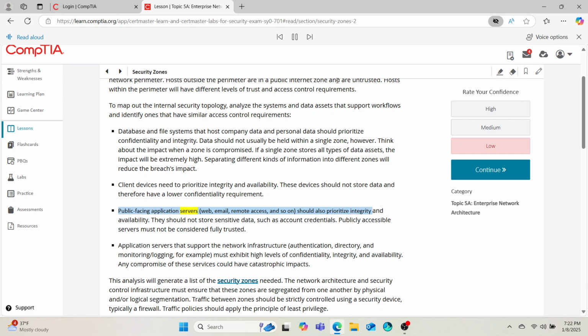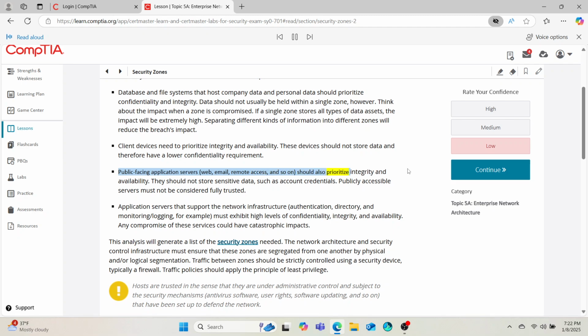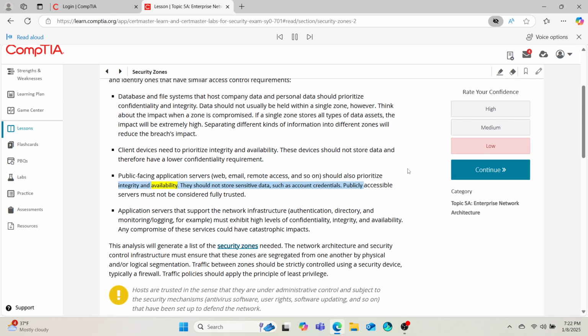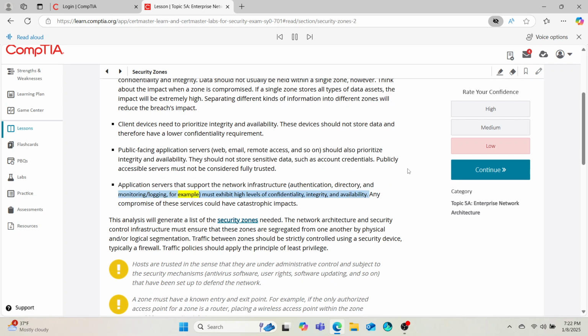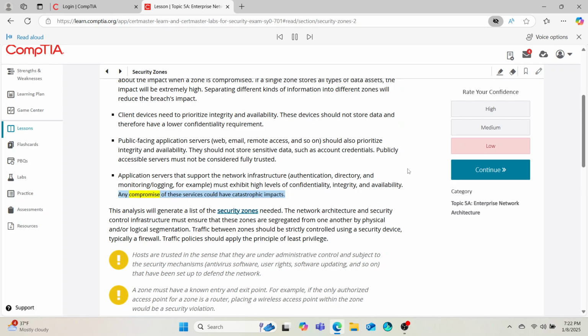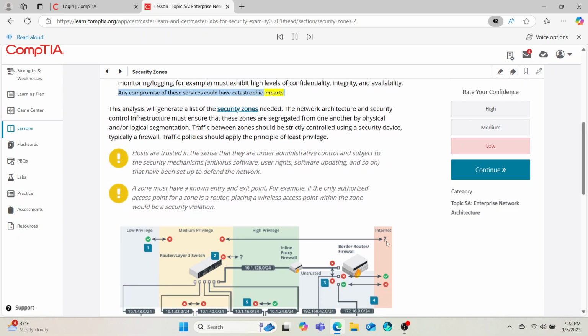Public-facing application servers, web, email, remote access, and so on should also prioritize integrity and availability. They should not store sensitive data, such as account credentials. Publicly accessible servers must not be considered fully trusted. Application servers that support the network infrastructure, authentication, directory, and monitoring/logging, for example, must exhibit high levels of confidentiality, integrity, and availability. Any compromise of these services could have catastrophic impacts.